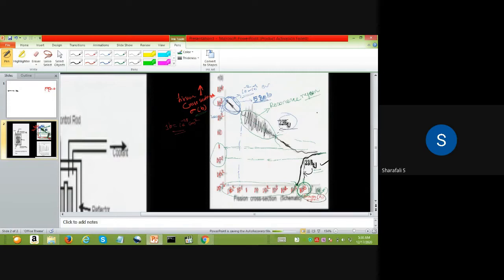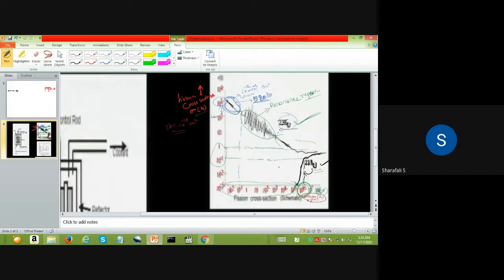Okay, so for uranium 235, we have a decreasing fission cross section when you increase the neutron energy. But for uranium 238, we need at least 10 raised to 5 electron volt, or the energy we need is at least in the mega electron volt range, in order to have a significant amount of fission cross section. Then only does fission happen.